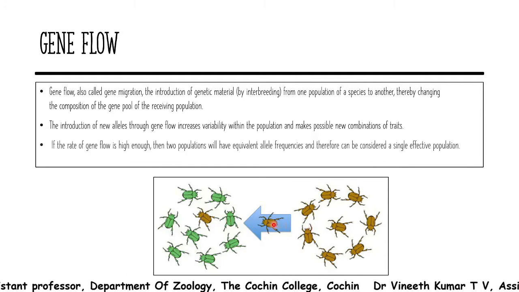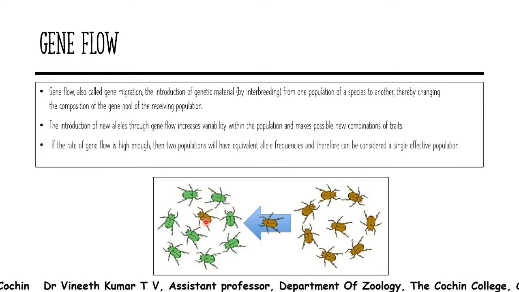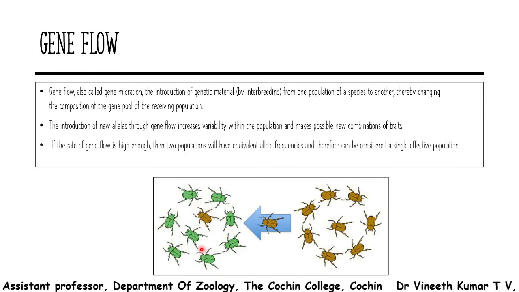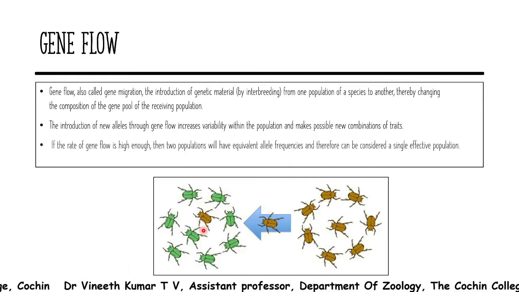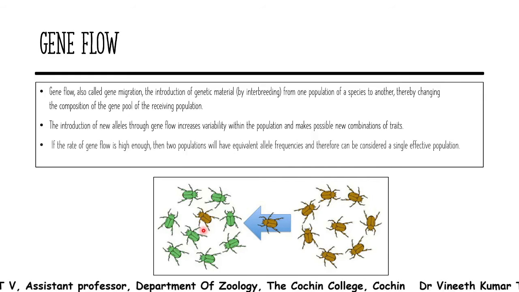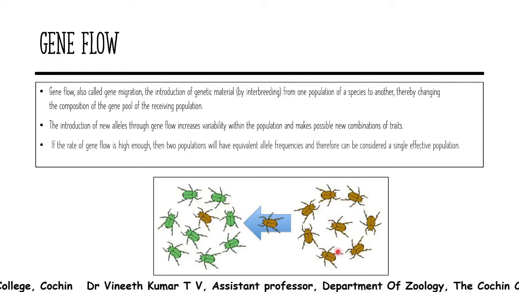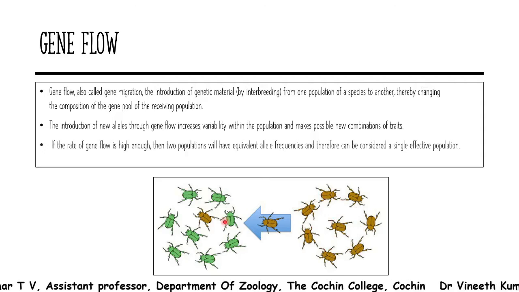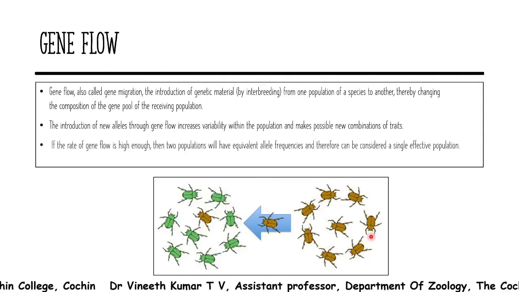So here you can see individuals are migrating to the other population, and they come to this population and interbreed among the individuals. As a result, this brown gene will be populated among the green. The same thing can happen vice versa. The green ones can move to this particular place and they can interbreed here. As a result, this green gene will be populated among this particular group.